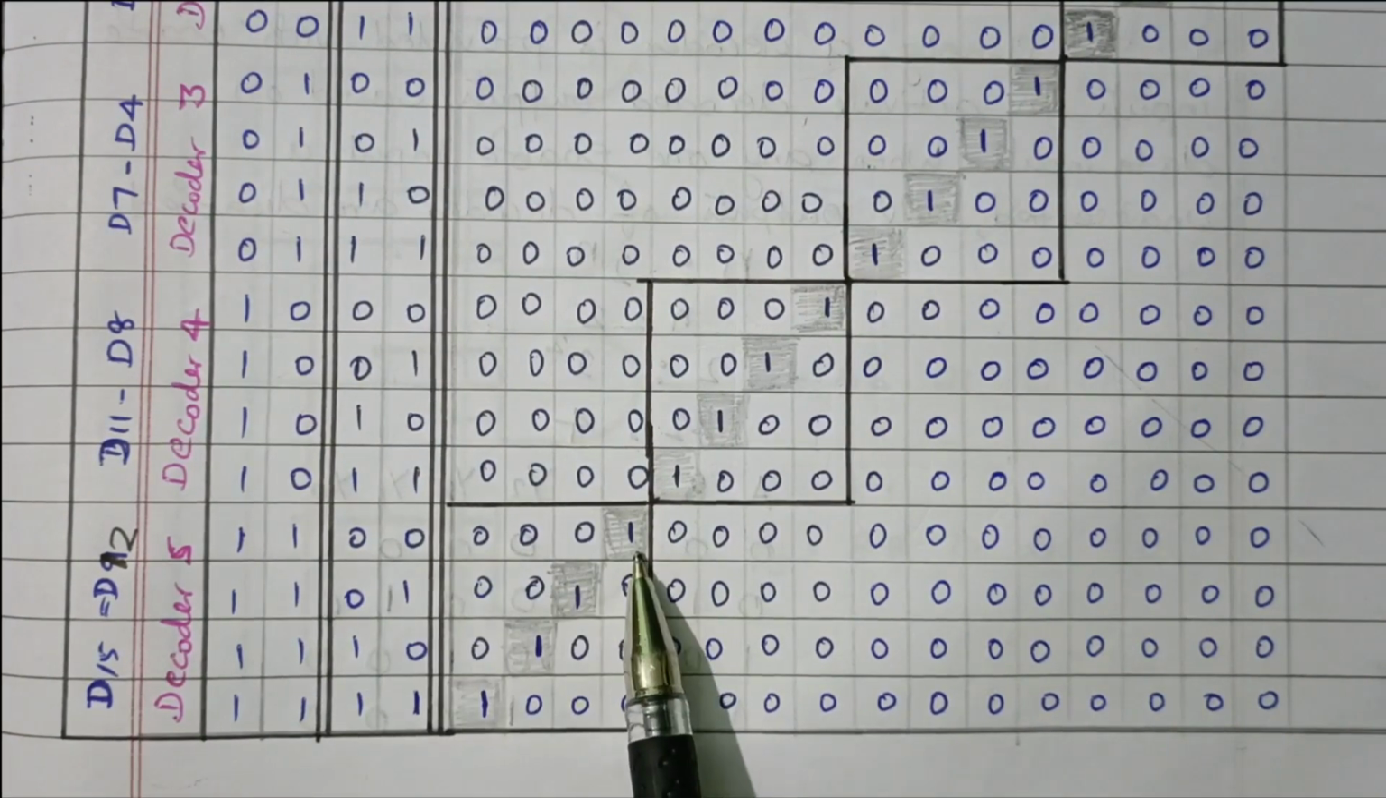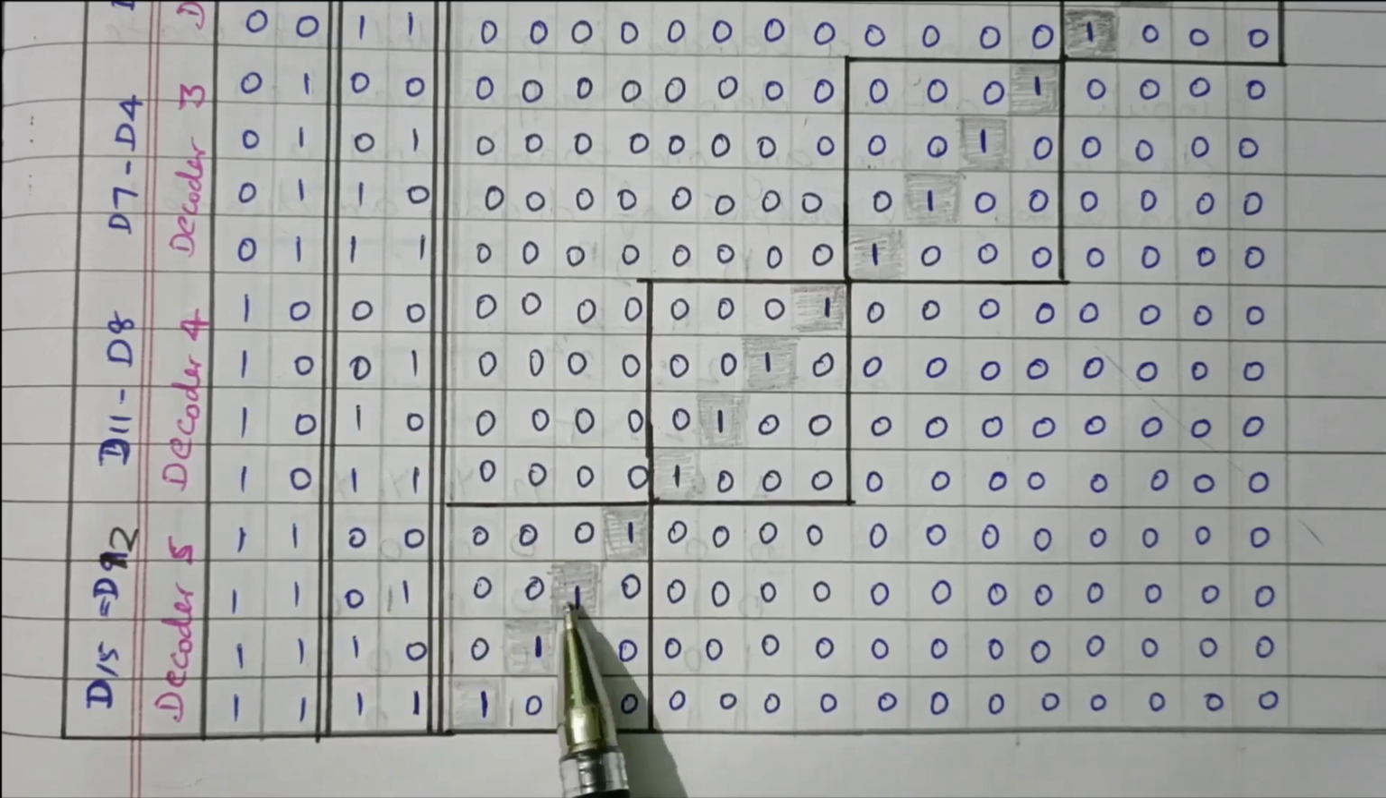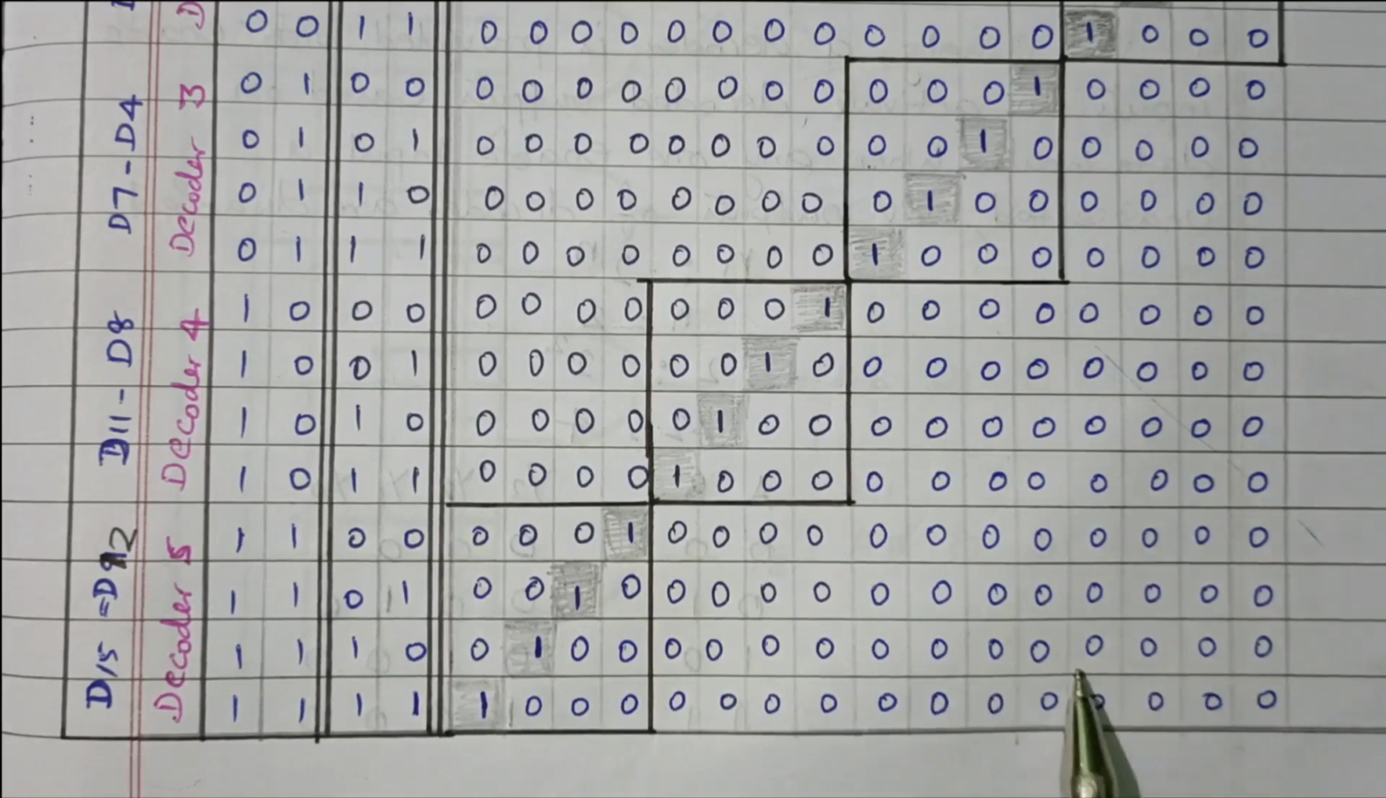Based on the CD value. CD is 0 0 means D12 is 1. Other digits are 0. 0 1 means D13 will be 1. Other digits are 0. 1 0 means D14 will be 1. Other digits are 0. 1 1 means D15 will be 1. Other digits are 0. The second decoder, third decoder, fourth decoder are all disabled. We'll get the 0 output.